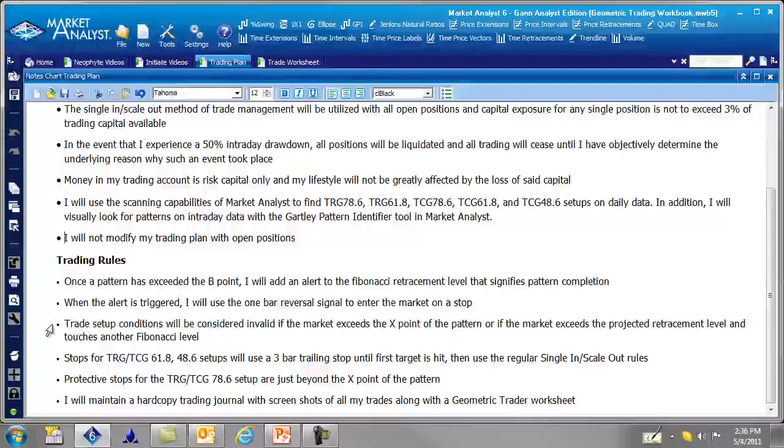The next rule here is trade setup conditions will be considered invalid if the market exceeds the X point of the pattern, or if the market exceeds the projected retracement level and touches another Fibonacci level.